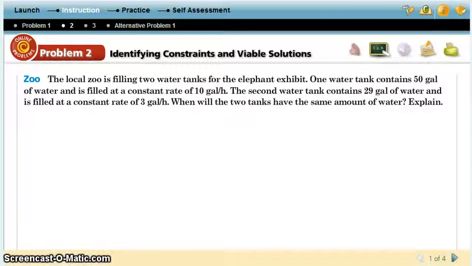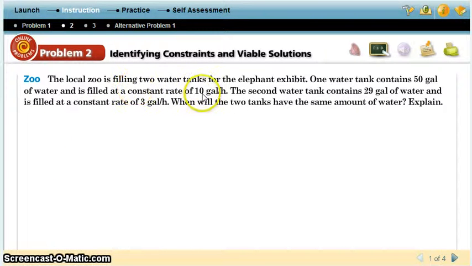So in this problem, we're at a local zoo and we have 2 water tanks in this elephant exhibit. The first tank right now has 50 gallons of water. So one thing you could do, some of you are very visual, is draw yourself a tank and mark it at 50. We have 50 gallons of water in this tank.